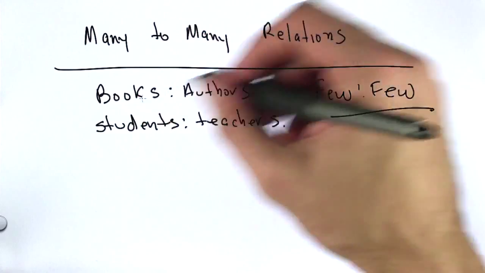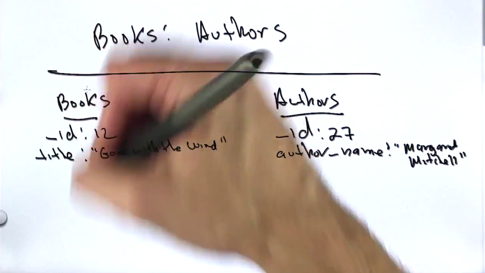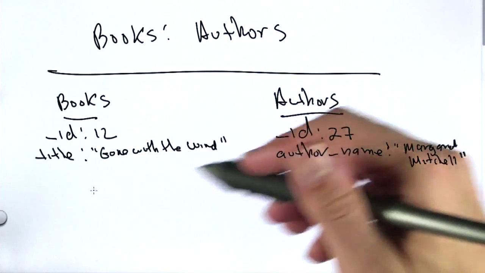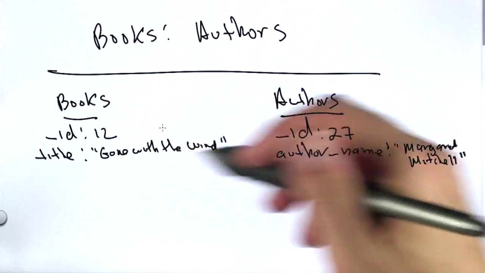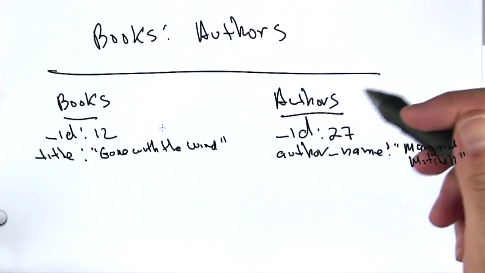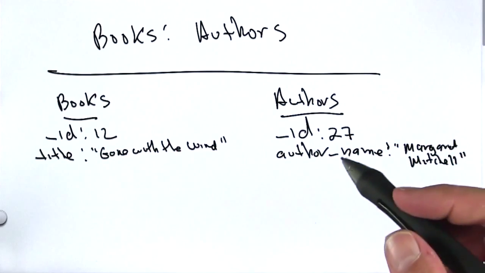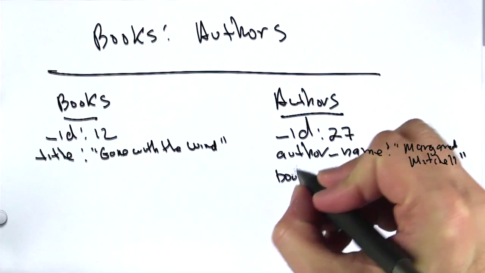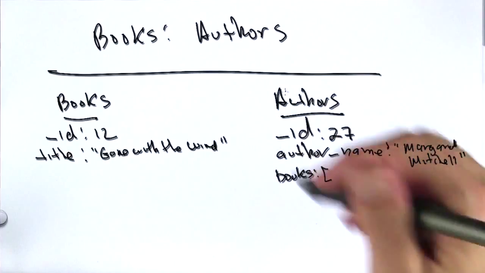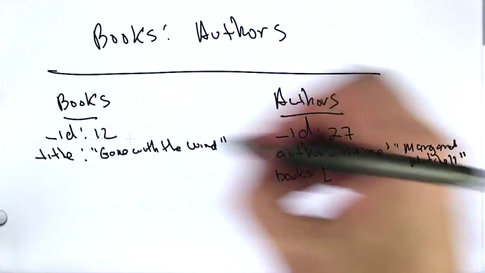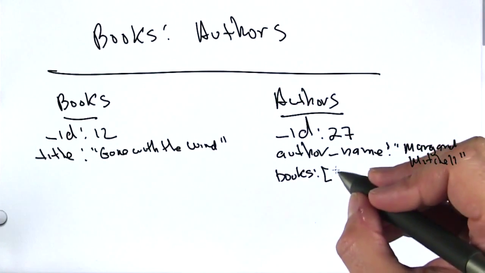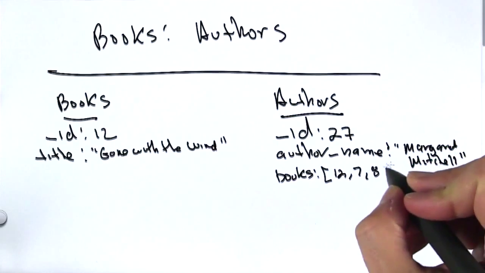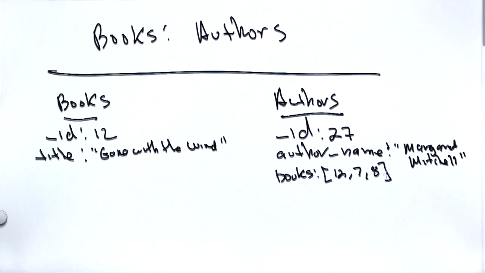So let's look at books to authors. Although there are probably a large number of books and a large number of authors, as we said, each book probably has a small number of authors, and each author has a small number of books. And so what we can do is link them by creating an array right in the document. So, for instance, in this author's document that I'm showing on the right, I can put a book ID right in here, plus the book IDs of other books that this author might have written.